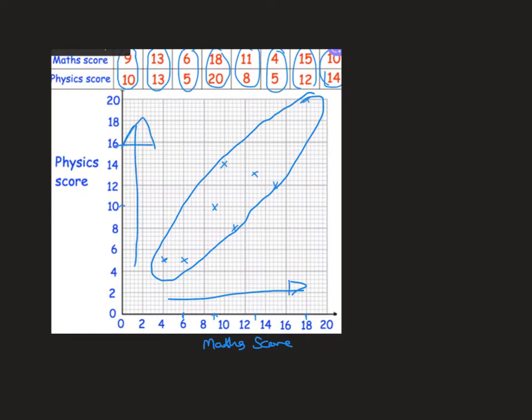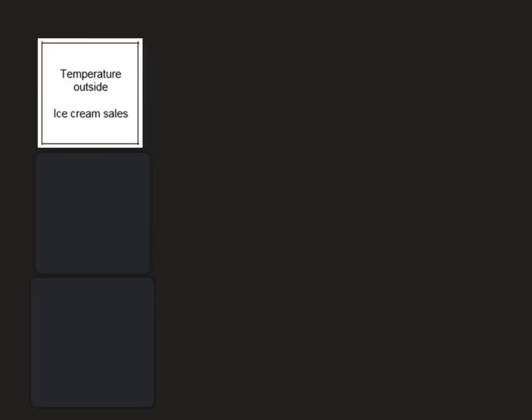Now we need to get some terminology in here to describe this sort of relationship. Going back to the examples early on in the last video, the temperature outside and the ice cream sales, we said that these were probably connected. Please make sure you're writing this. If I had the temperature down here and the sales here, I would expect something along the lines of this.